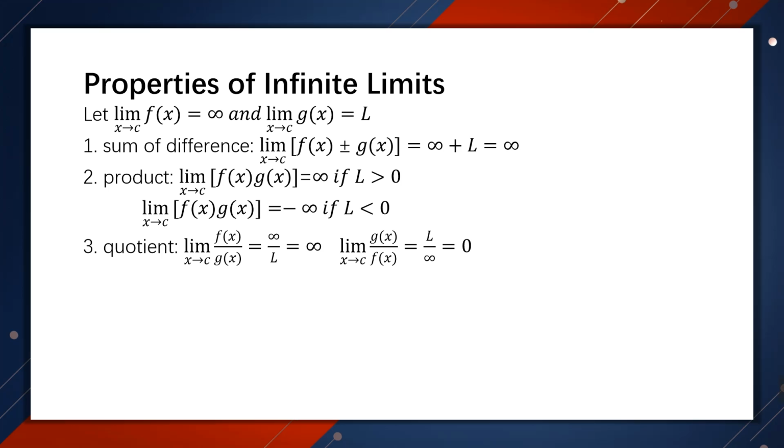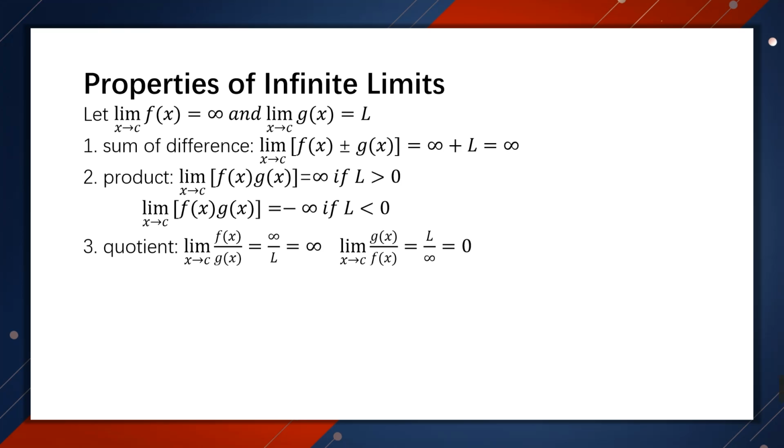And the second one is the product. The limit of f of x times g of x as x approaches c equals positive infinity times the number L. In that case, when L is larger than 0, the final result is positive infinity. But if the number L is smaller than 0, the final result is negative infinity.